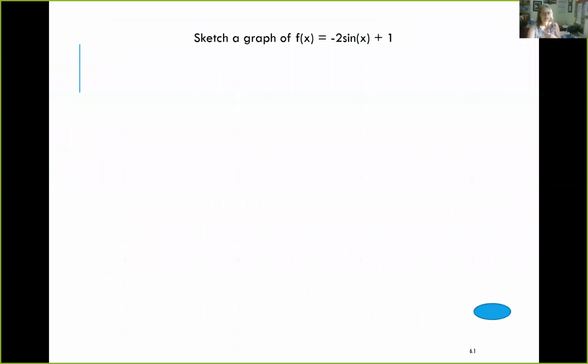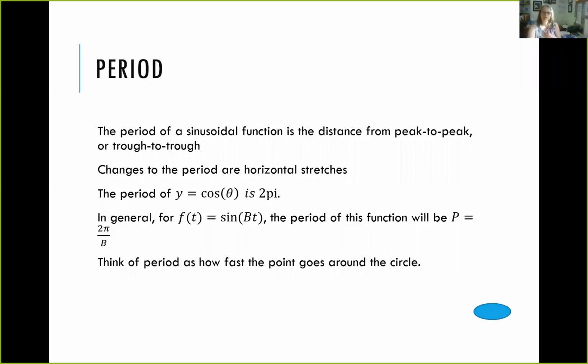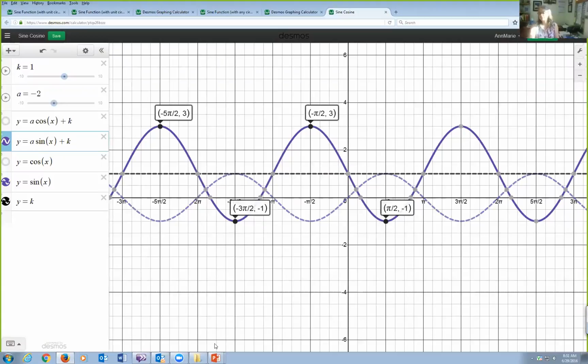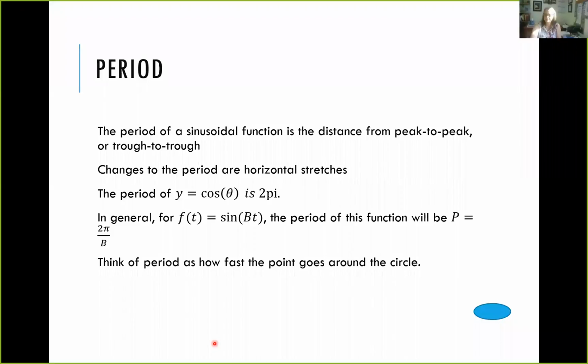Let's talk now about period. I already mentioned this. The period of the sine function is the distance between peaks or between valleys. Really, it's the distance between repeated values, but we specify it to be the distance between peaks or the distance between valleys. So for an unstretched or an uncompressed sine and cosine function, the period is 2 pi.